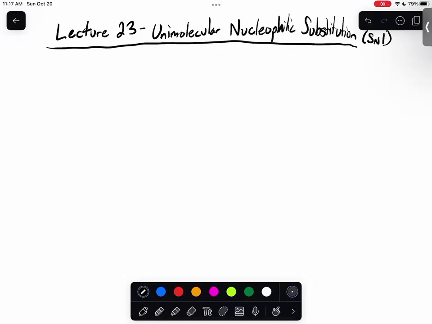But the first thing is, last lecture, I did promise that there was one last thing to talk about for SN2, and that is solvent effects. So before we get into anything with SN1, we're going to take a quick look at solvent effects in SN2, because these will also come up for SN1. Essentially, we need to talk about both today, so we will.